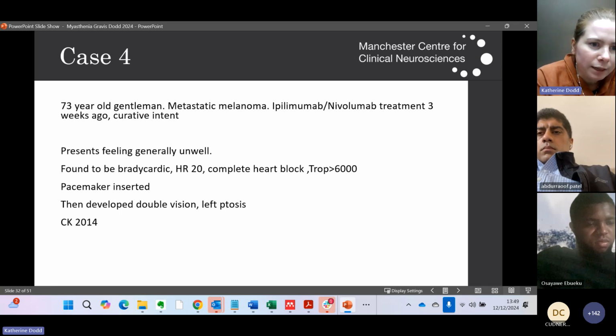He came feeling generally unwell. He was found to be bradycardic with a heart rate of 20. He was in complete heart block and he had a troponin of more than 6,000. So he had a pacemaker put in. And then after that, he started to get some double vision and a left ptosis. His CK was 2014.